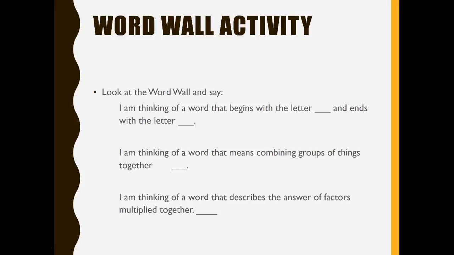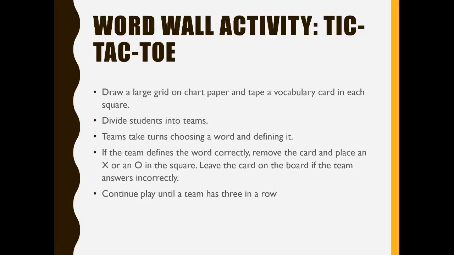So one activity you could use is a word wall activity where you say, I'm thinking of a word that begins with the letter M and ends with the letter N. What is that word? And of course it would be multiplication. Or you could try to think of another word that might talk about, for example, product for the last one. I'm thinking of a word that describes the answer of 2 factors multiplied together. And of course that would be product. Another activity you could play with your class is tic-tac-toe.